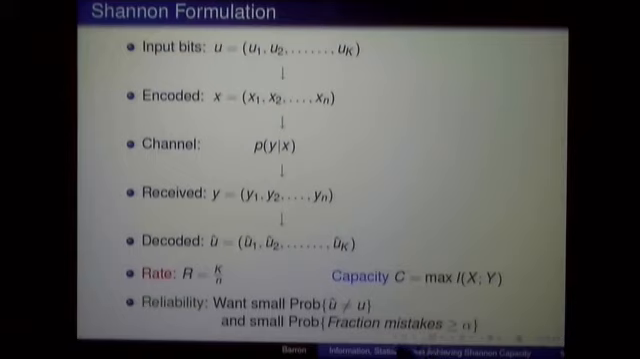It's encoded by a string x1 through xn from the input alphabet of the channel, p of y given x. And then out of that, you receive y1 through yn, and you produce the decoding, u hat 1 through u hat k. The rate, as we said earlier, is the number of information bits divided by the number of uses of the channel. Shannon tells us that the maximum, or the supremum of such rates that have high reliability is the information capacity C, the maximum of the mutual information between the input and the output.